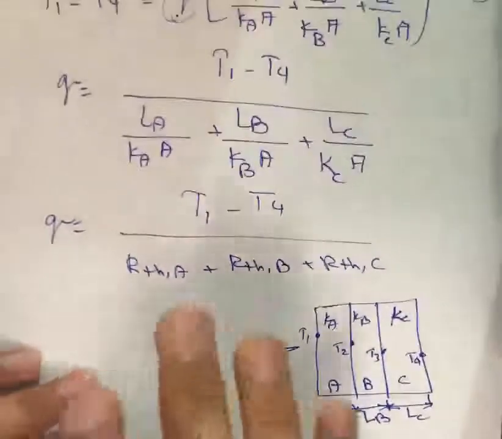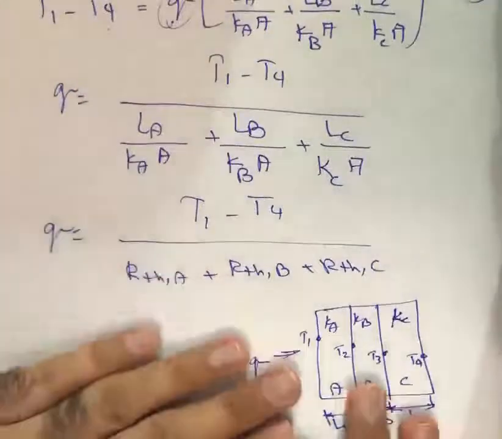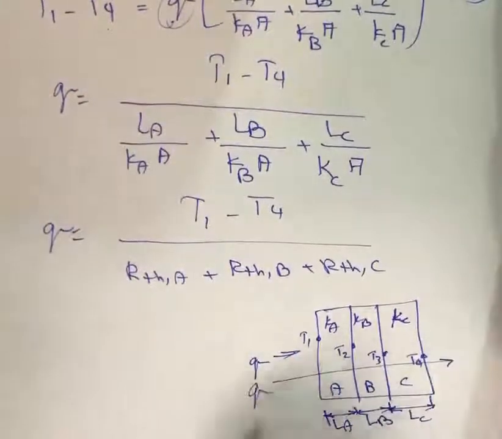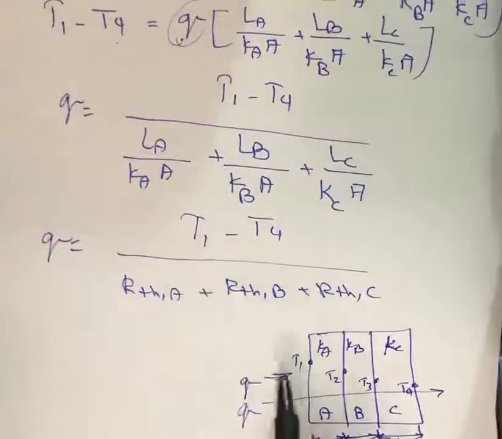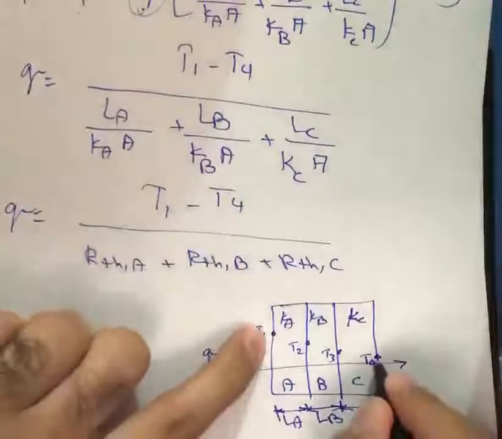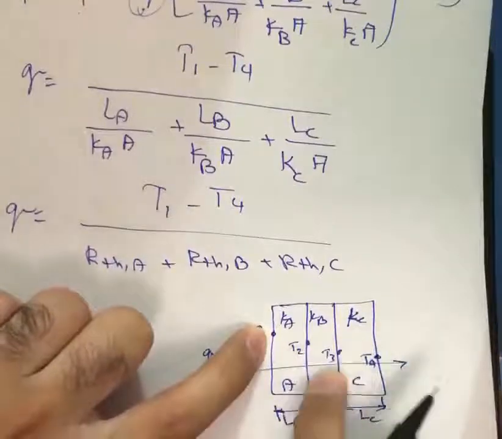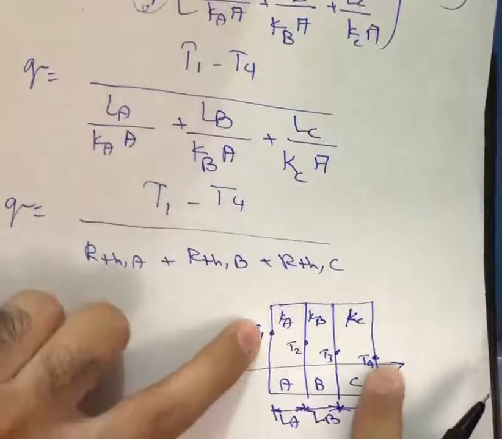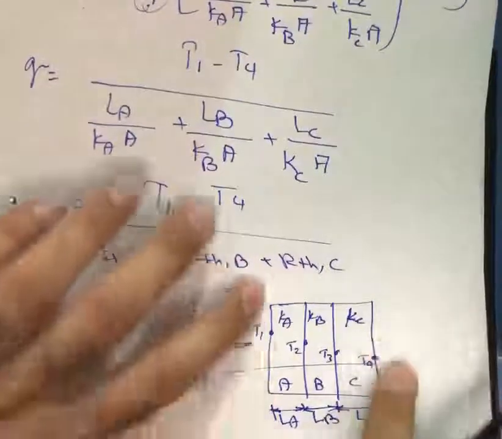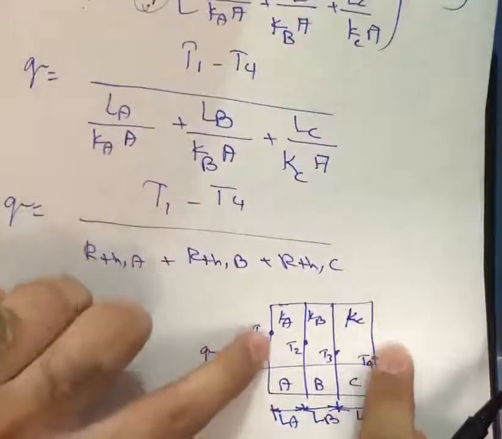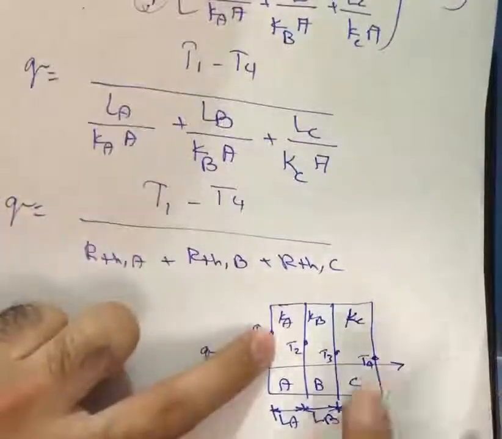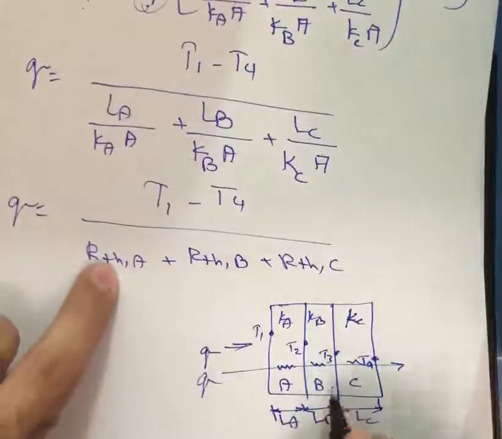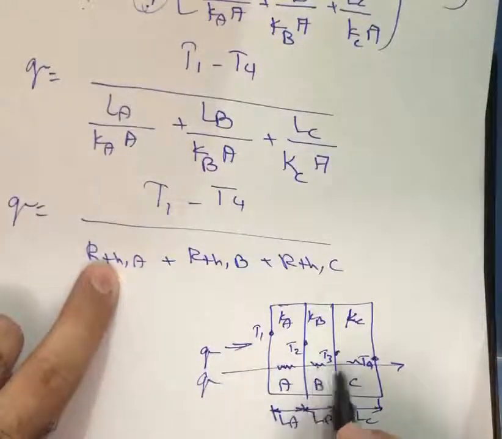In this way you can see that if you have a composite wall and you want to find the heat transfer through this wall, then all you have to do is write the temperature at the sides, T1 and this is T4. It is not important to deal with T2 and T3. You should focus on T1 and T4, which is the temperature at the boundaries of the wall, so that you can see T1 minus T4 divided by the thermal resistance of each wall, as I write here, thermal resistance of A plus thermal resistance of B and C.